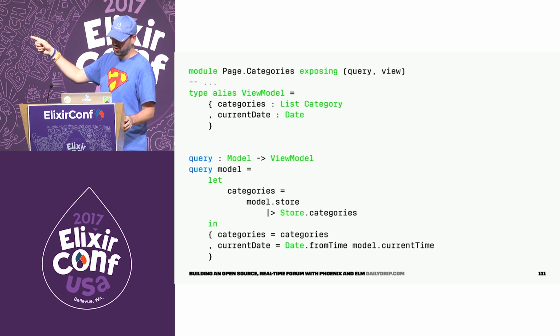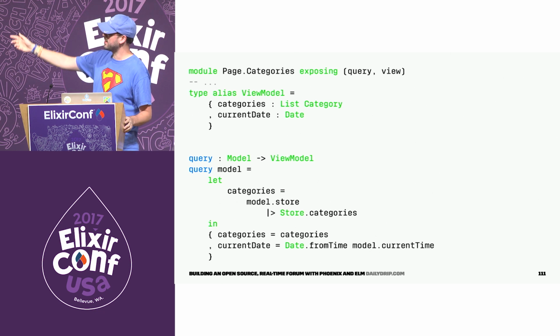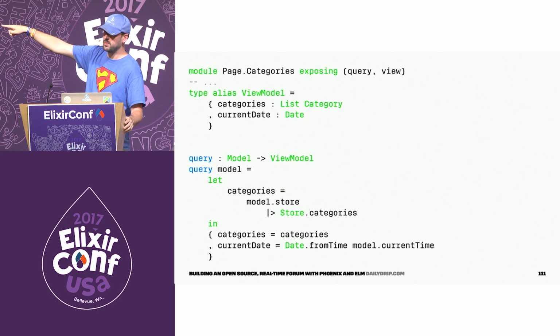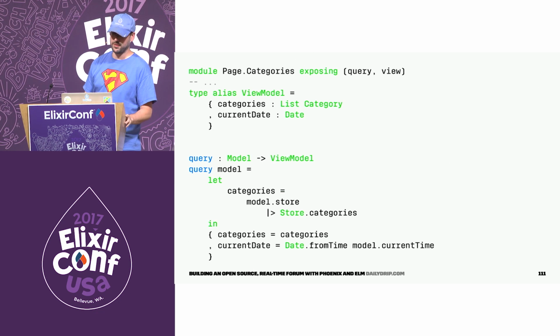So if you're familiar at all with React and Redux, there's this idea of mapStateToProps. Anybody familiar with mapStateToProps? It turns your state into the properties for the thing you have. This is the same thing. If the model is the state, and if we call the view model the props, the properties required to render this, then literally query is a function that maps the state to the props. So anyway, this is the same concept.